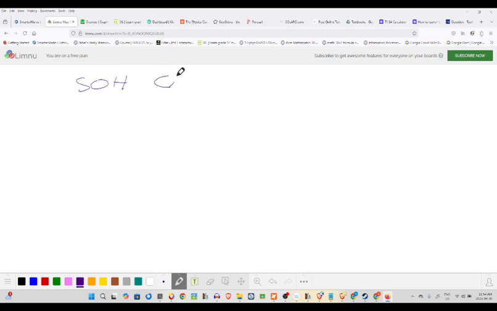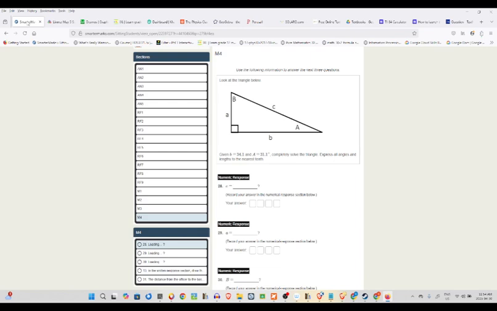So, CAH TOA. So the cosine of angle A is B over C. So that tells us the hypotenuse is B over the cosine of A. Now here our angle is 31.1 and B is 34.1.